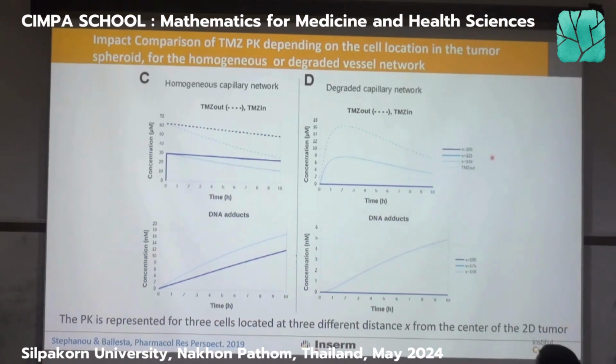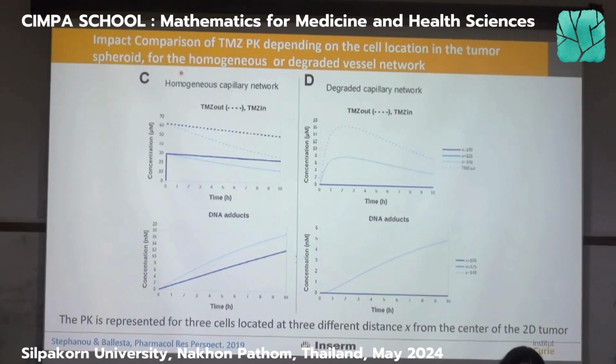But basically what you can see is that in the case of homogeneous capillary network, so capillary means small blood vessel. So for an homogeneous and not damaged blood vessel network, you will get DNA damage here. So DNA damage is an efficacy marker. You will get some DNA damage for all cells. On the opposite here, when you have a damaged blood vessel network, you will not get any damage, any adducts at the center of the tumor.